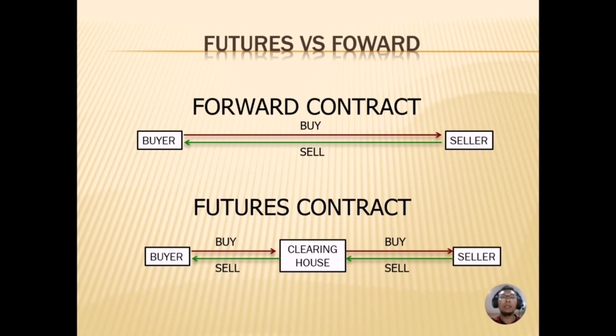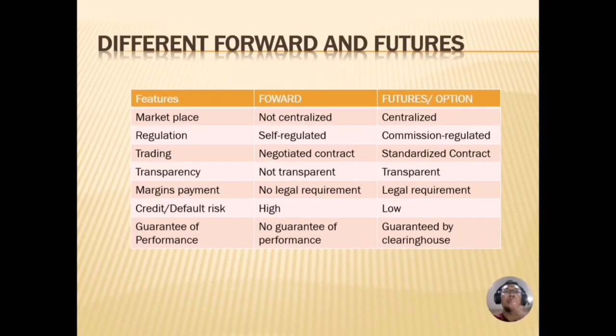So we see the difference here. Under futures, they have a clearing house, which acts as a third-party middleman, and the forward contract is more straightforward. So what are the differences between forward and futures?